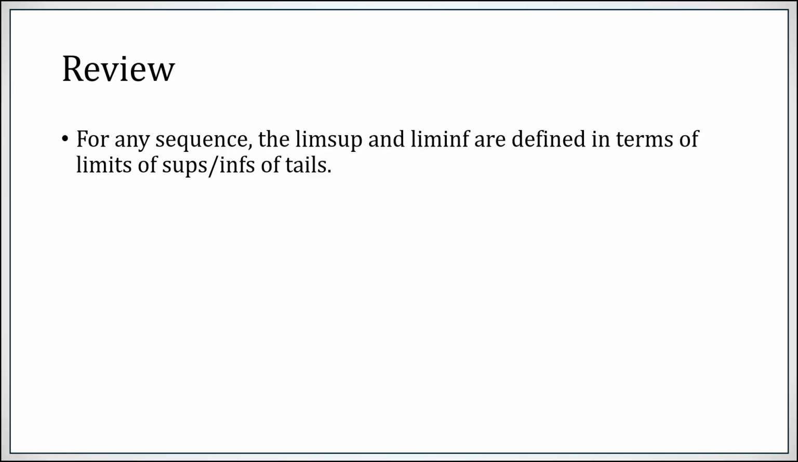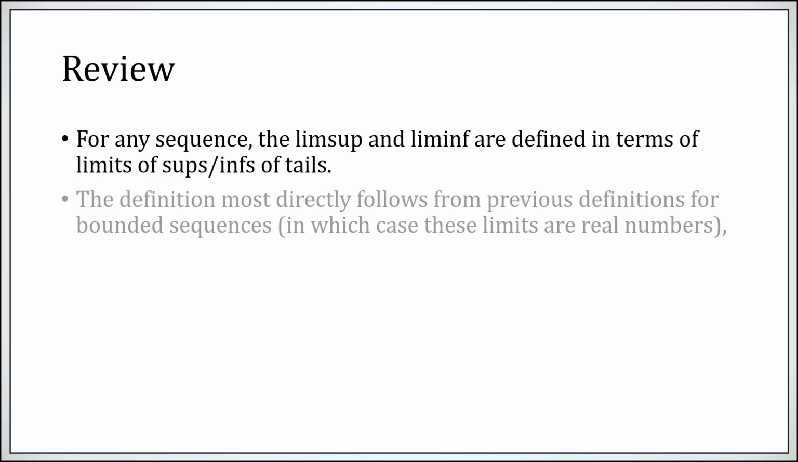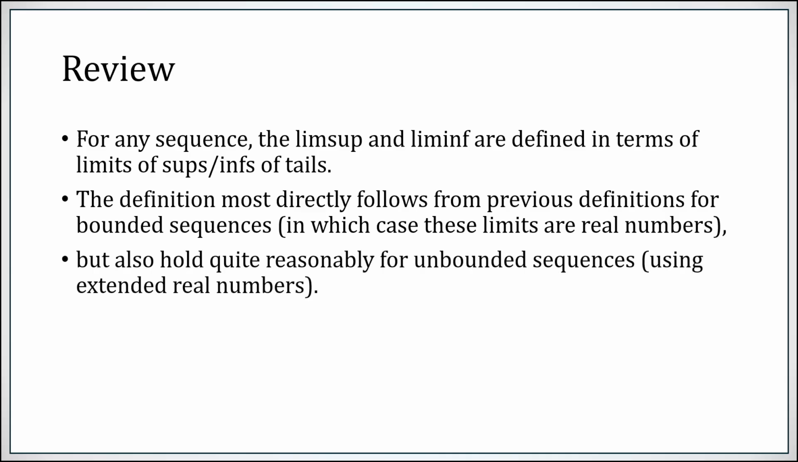So let's go over everything we talked about in this section. For any sequence, the limsup and liminf are defined in terms of limits of sups and infs of tails. When the sequence was unbounded, we simply had a definition of what the liminf or limsup should be, but it is consistent. The definition really follows from previous definitions for bounded sequences, in which case these limits are real numbers, but there's a totally reasonable way to extend them to unbounded sequences using the extended real numbers in a way that is consistent with the definition for real numbers.